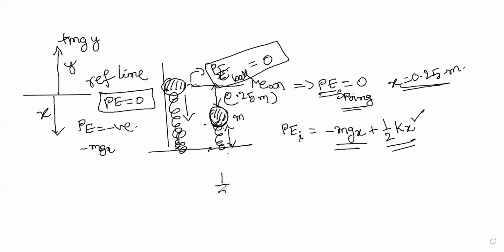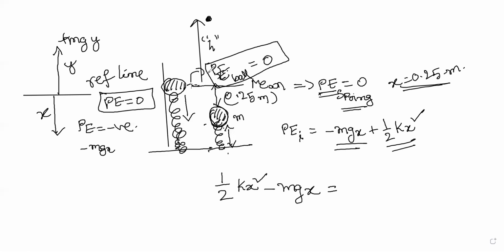So you have half kx square minus mgx, that is the initial part. That is equal to, after releasing, the ball has gone to a certain height like this. It has reached a very large height and it has stopped at a certain point. And now they asked to calculate what this height would be. That's what the question is.